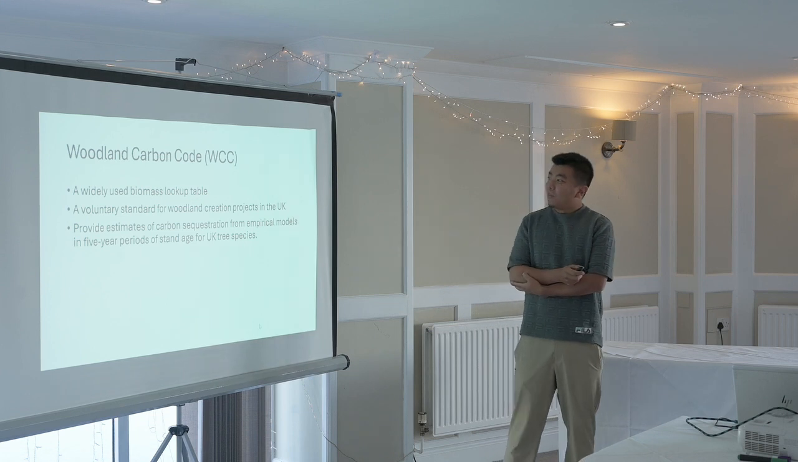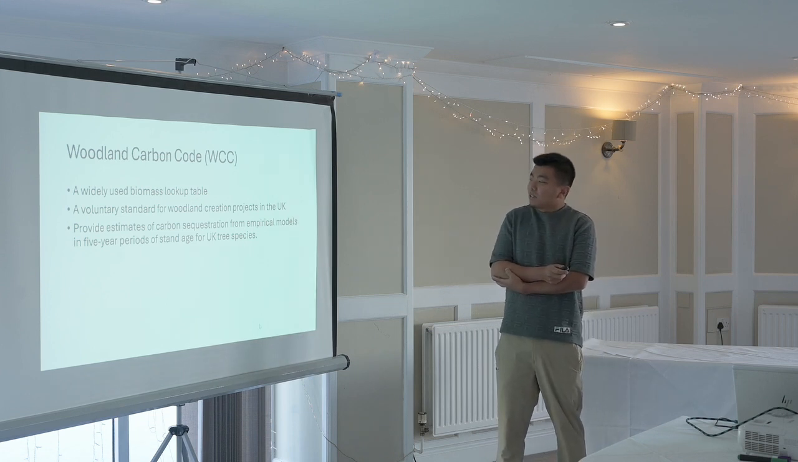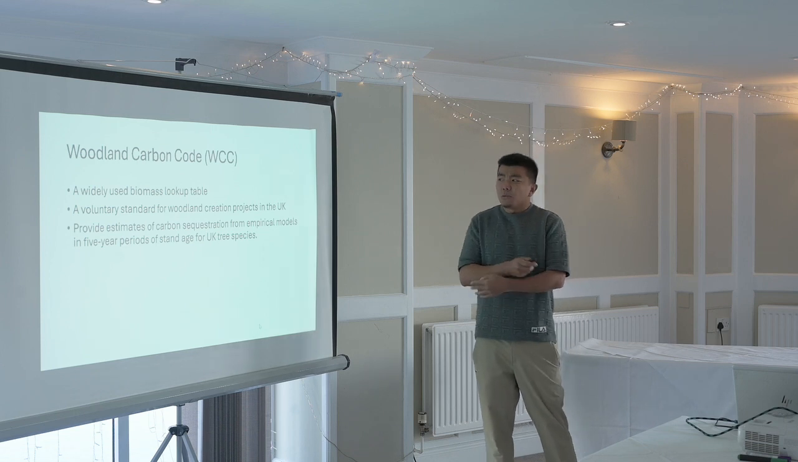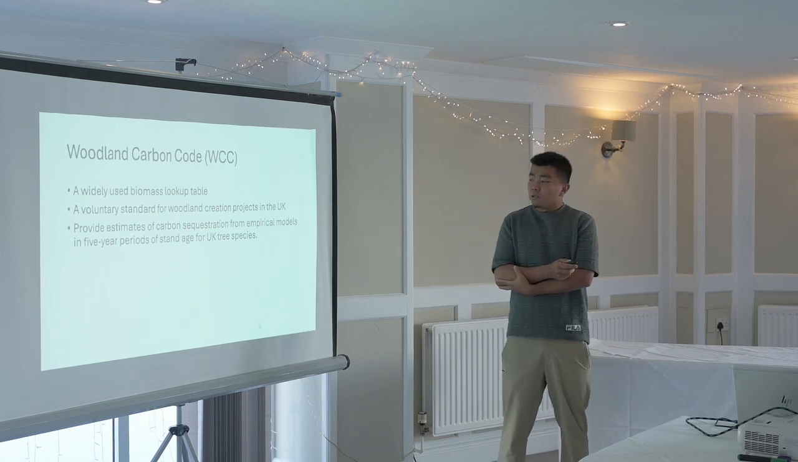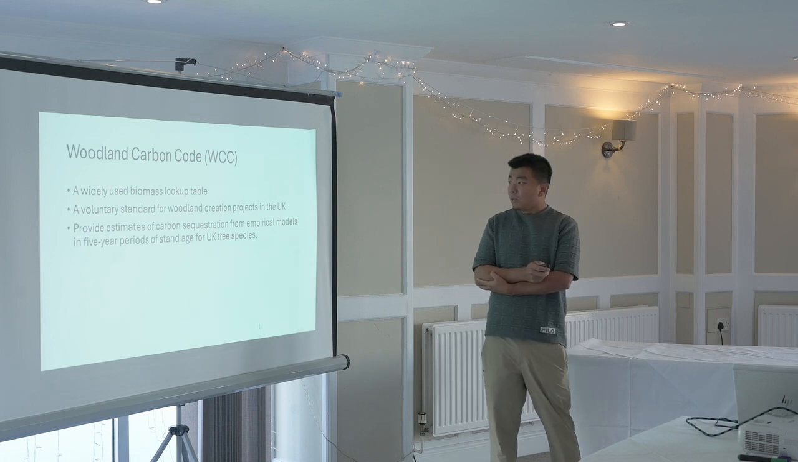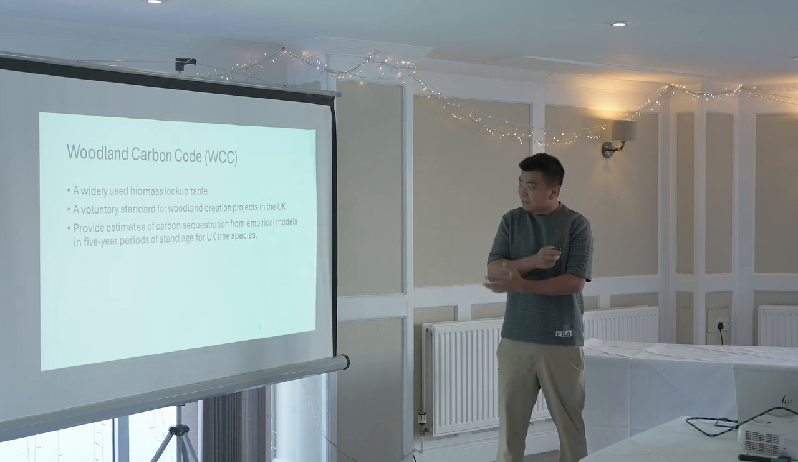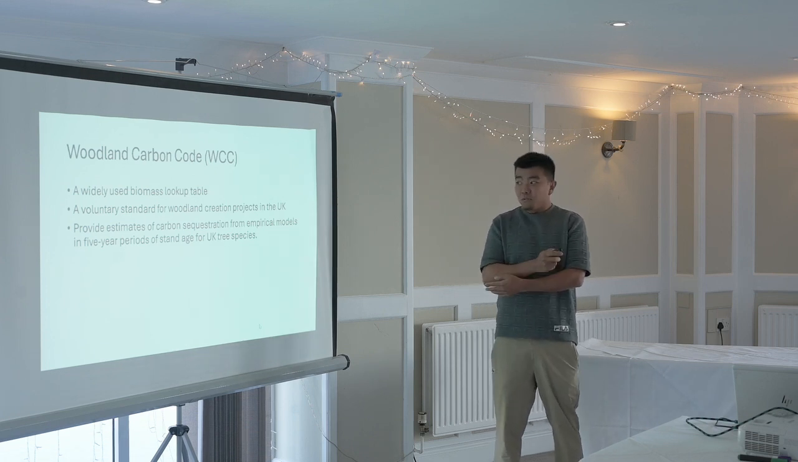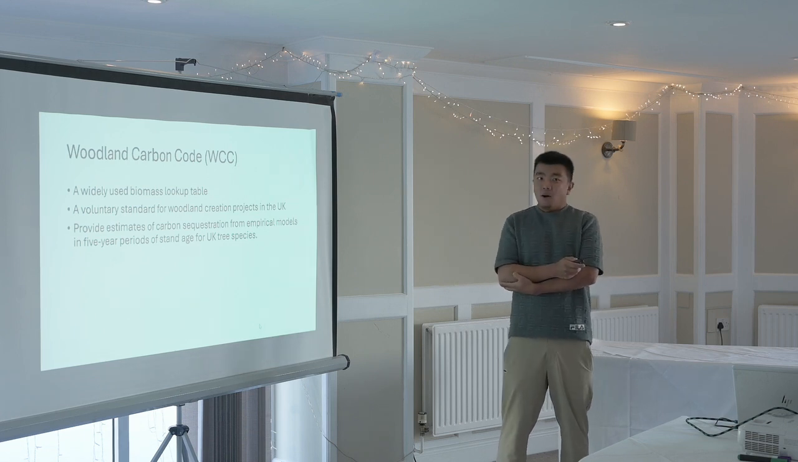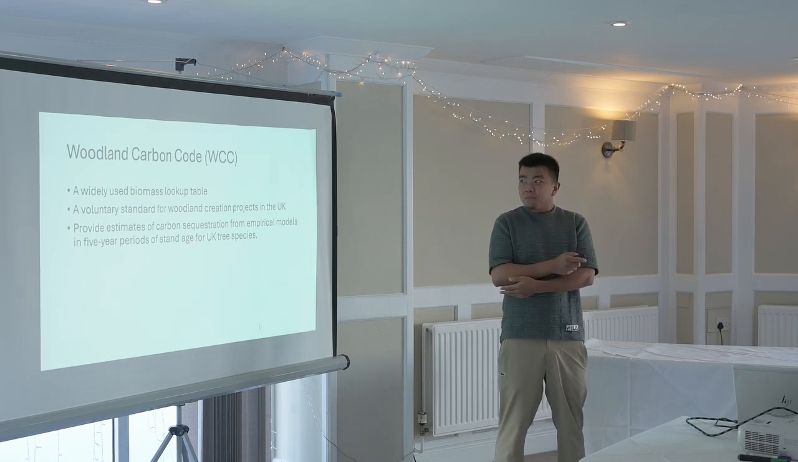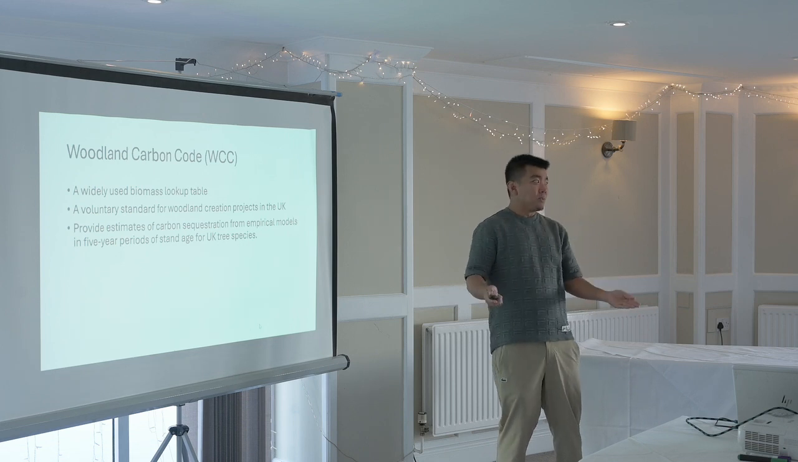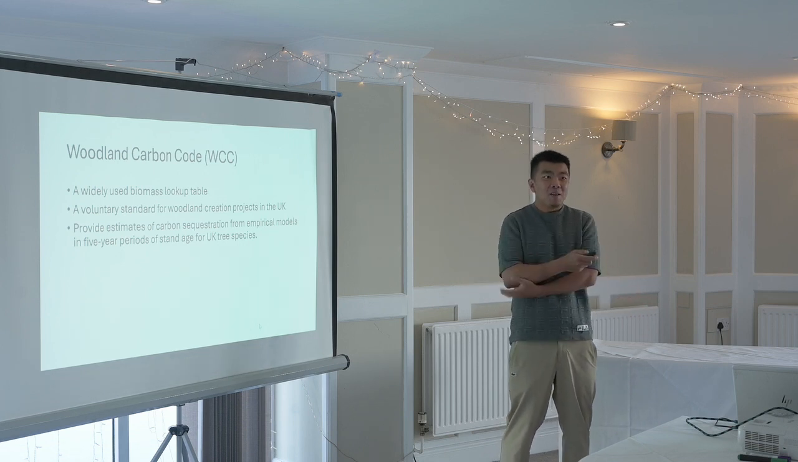So in woodland creation projects in the UK, we usually use something called the Woodland Carbon Code. It's widely used for biomass lookup, and it provides estimates of carbon sequestration from empirical models in 5-year periods of standard age for UK tree species. However, if we were satisfied with whatever we're using already, we wouldn't be here doing research and having this meeting.